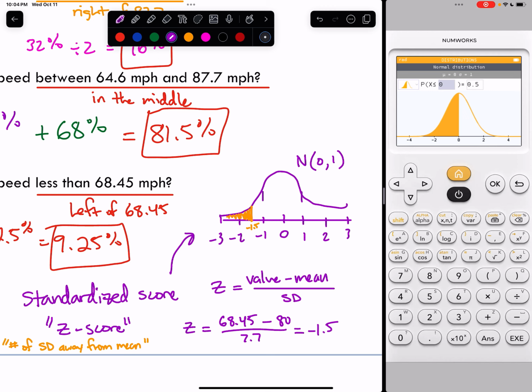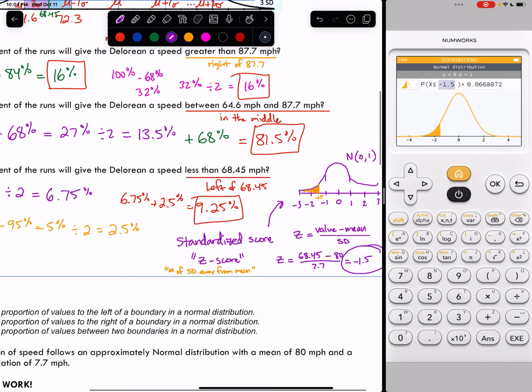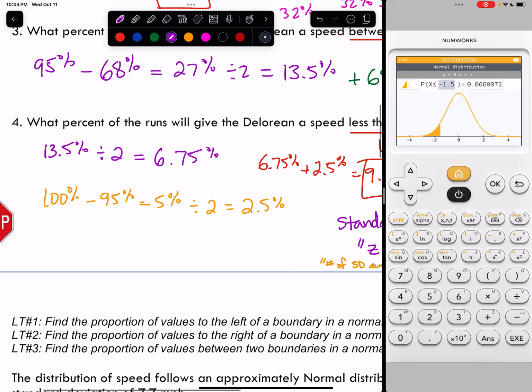And now I want everything less than, my direction said less than 68.45. So now we're going to use this new z-score though. I want everything less than, so to the left, which again, our highlight here on the left is already good to go. Everything less than -1.5, click execute, and it tells me that my probability of x being less than or equal to -1.5 is 0.0668, which is 6.68%.